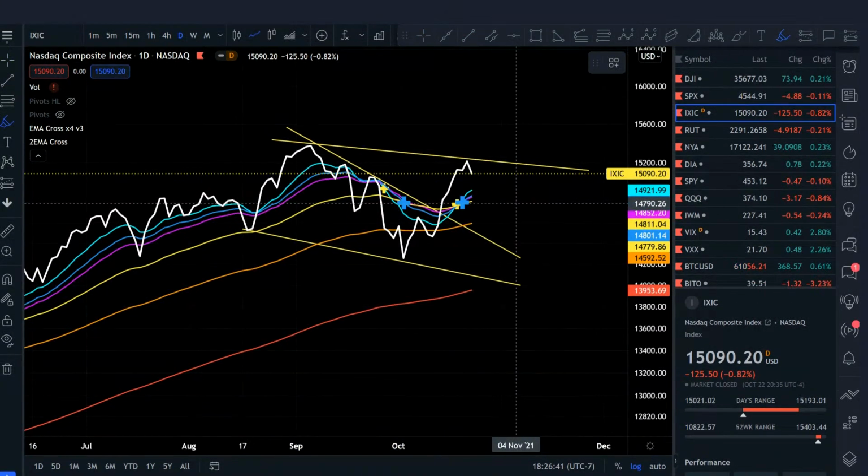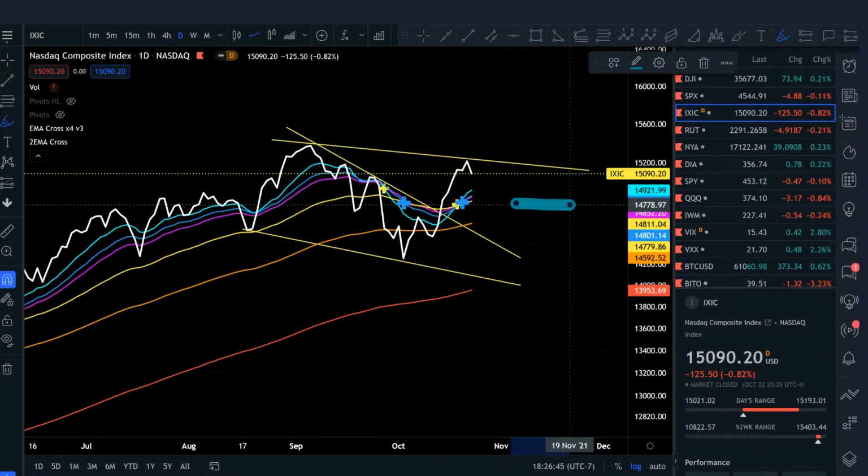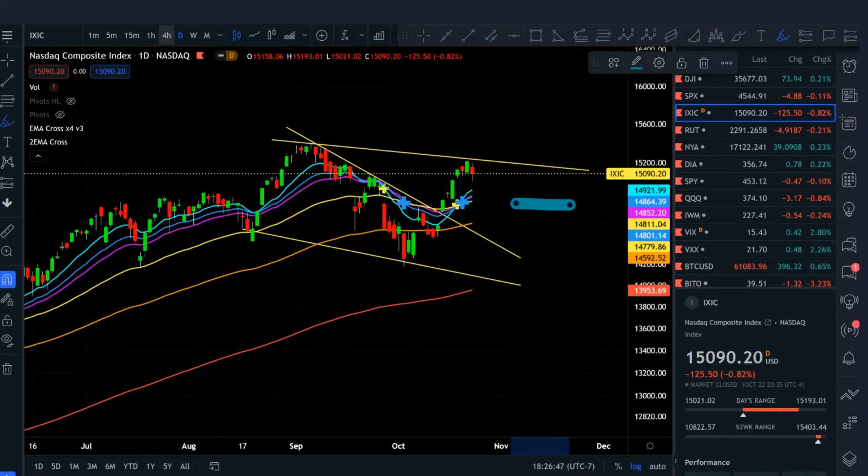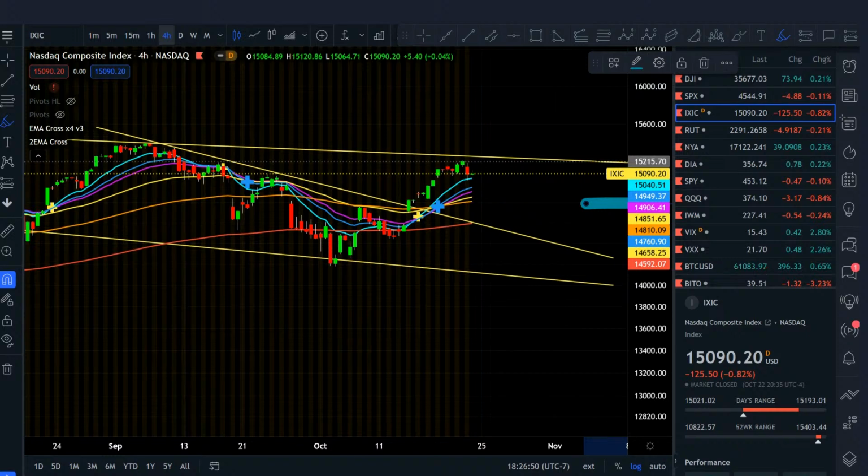So we could pull back down to our EMAs at 14.7K. 14.7K. All right, I want to watch out for that. We've got tech earnings. So again, Google, Amazon, Apple is the biggest tech earnings of the month.